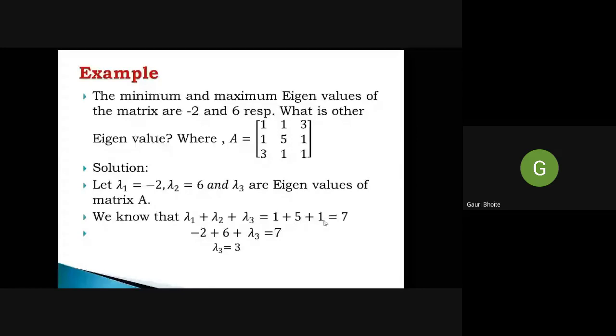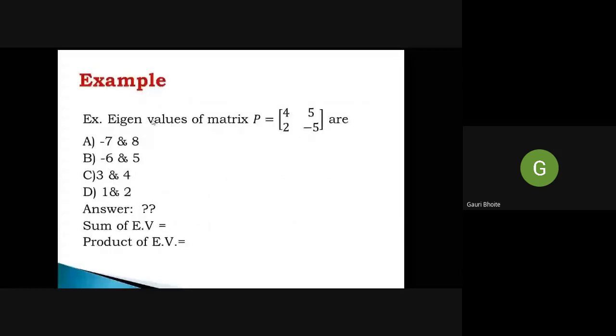Now next, find the eigenvalues of matrix P, where matrix P is 4, 5 in the first row, 2, -5 in the second row. Options are given to you. Option A is -7 and 8, B is -6 and 5, C is 3 and 4, D is 1 and 2. Find out the eigenvalues, and a hint is given: use the trick of sum of eigenvalues and product of eigenvalues. Okay, so find out the eigenvalues of the matrix.